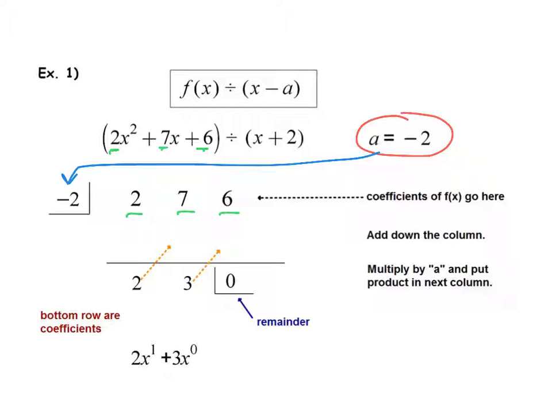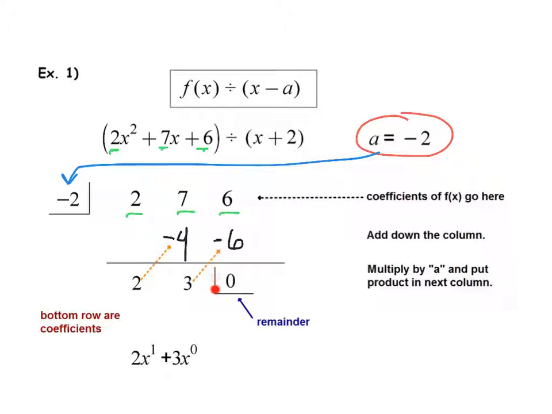Then you are going to multiply this a, this negative 2, times this sum, so negative 2 times 2, and you put your answer in this spot right here. So that will be a negative 4. We add down the column, so 7 plus negative 4 is 3. I multiply the negative 2, that a, times 3 to get negative 6. It goes in this next column. Add straight down. 6 plus negative 6 is 0.